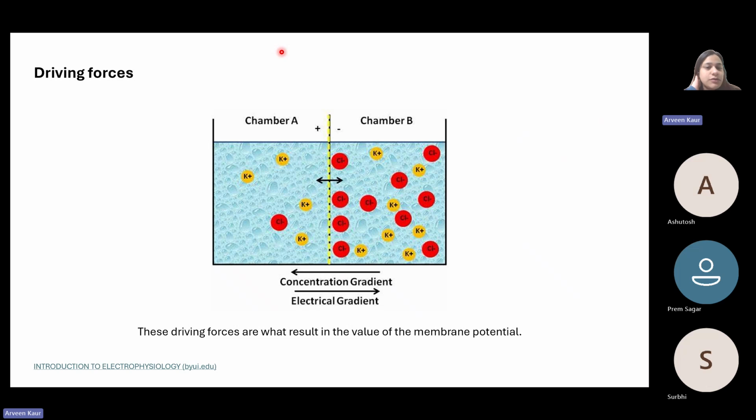Right. So when we talk about the driving forces, these are two chambers, chamber A, chamber B. You can take them as a representation of the intracellular and extracellular side of the membrane, right? So you can say that chamber A is more positive, chamber B is more negative, right? Because it has more cations over here, so it is positive. It has more anions over here, so it is negative, right?